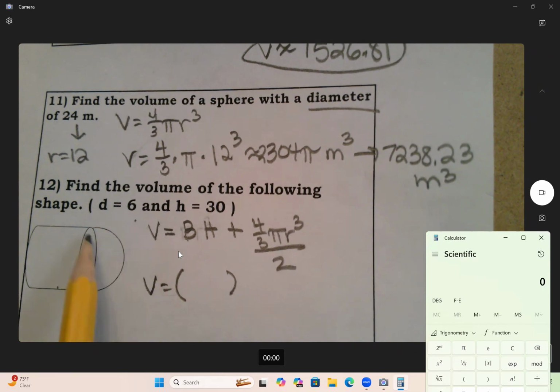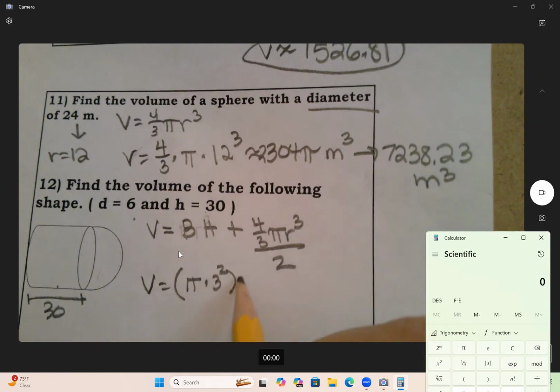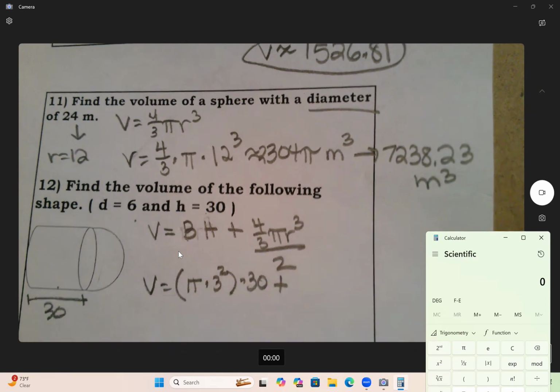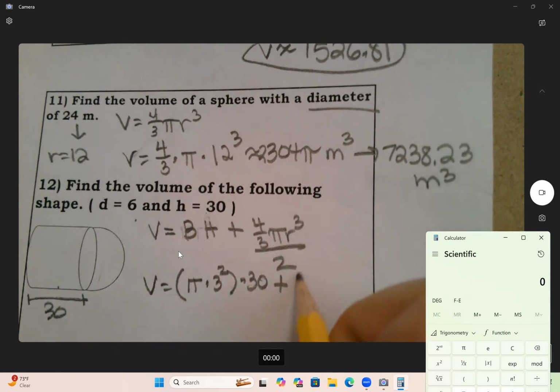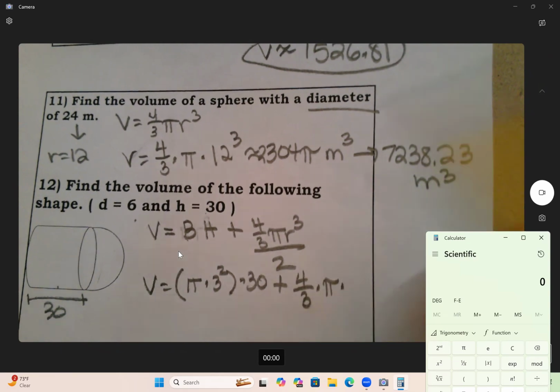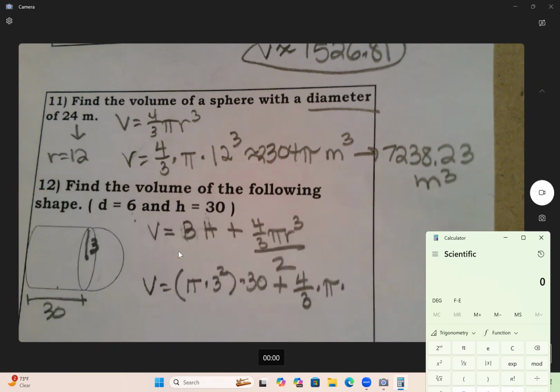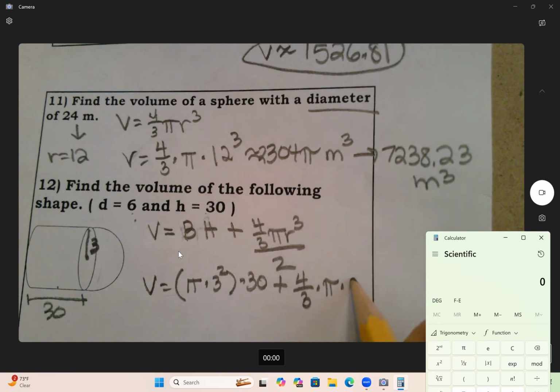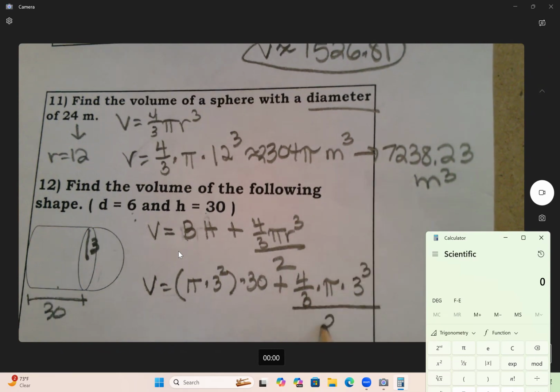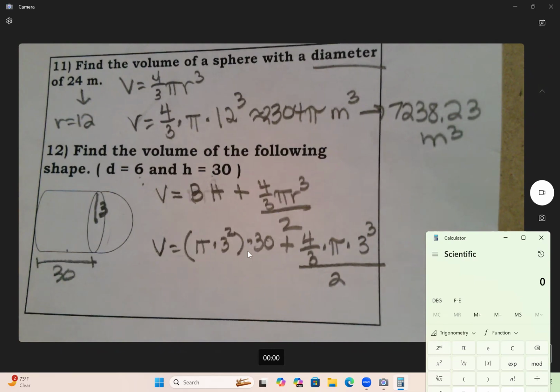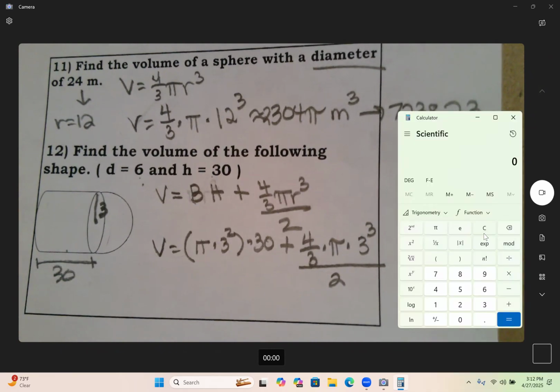All right, so let's plug these things in, starting with the base area of the cylinder. If the diameter of the cylinder is 6, then the radius is going to be 3. So pi times 3 squared. And then the height, now we're talking about this distance right here. This is going to be 30. And then I have to add to that the volume of the hemisphere, 4/3 times pi times the radius. Again, if the diameter is 6, then the radius is just 3. So pi times 3 cubed, but then we don't forget we have to divide by 2 because this is a hemisphere.